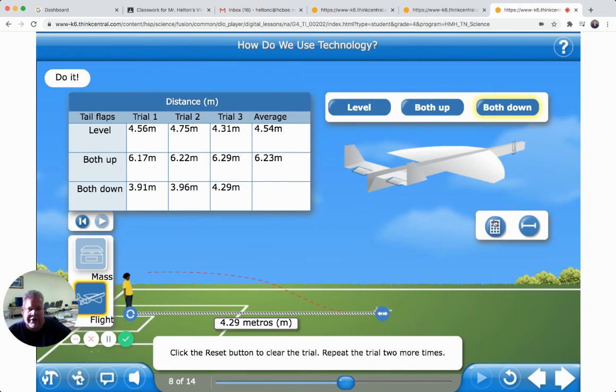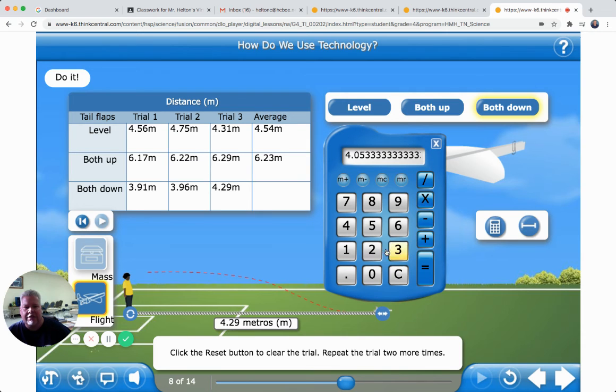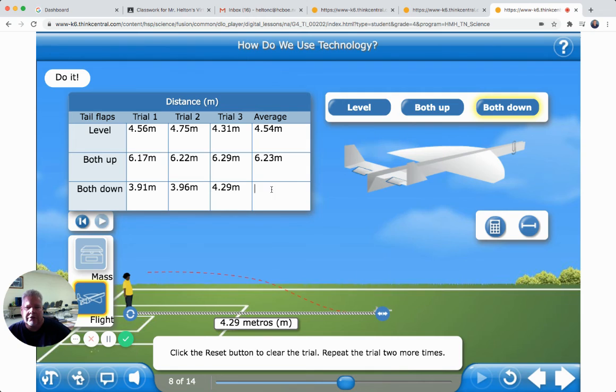All right, now we need to use our calculator and find that average. We're going to add these three together. 3.91 plus 3.96 plus 4.29 equals, and we'll divide by 3 since there's three numbers, and our average is 4.05, as we'll round it to that. Why won't you let me type? 4.05 meters. What can you tell from this chart? Which one flies the best? It flies the best with both of the flaps up, doesn't it? You get the farthest. Okay.